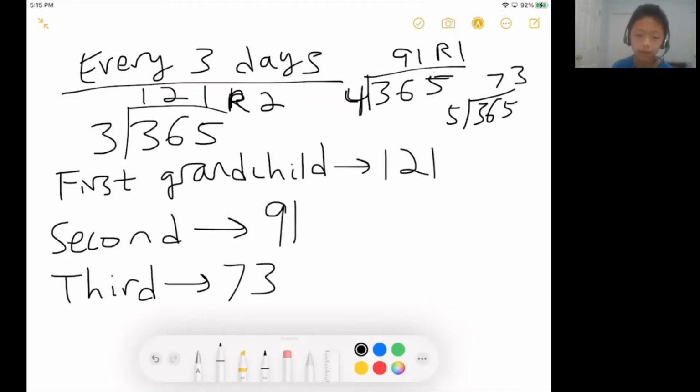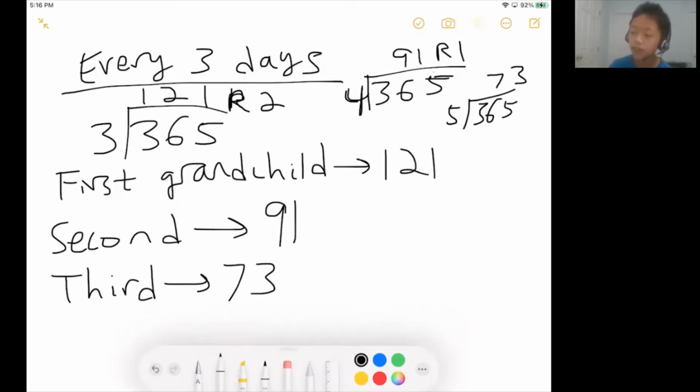If we wanted to find the number of days in which at least one grandchild called, we might think, oh, we could just add these 3 together, right? We would just do 121 plus 91 plus 73, and then subtract that value from 365 to get our answer. But it turns out we can't do that. It's not that simple. We have to correct for overcounting, and this is what PIE does.